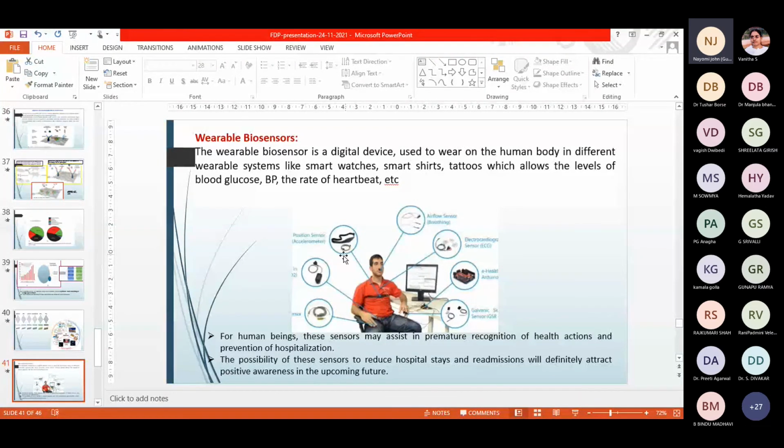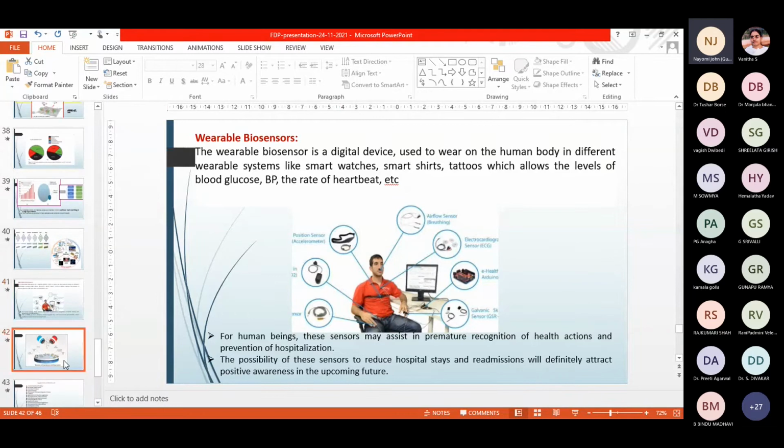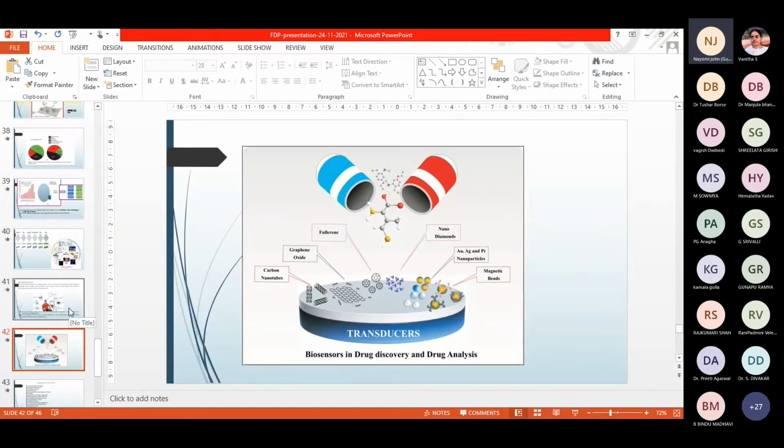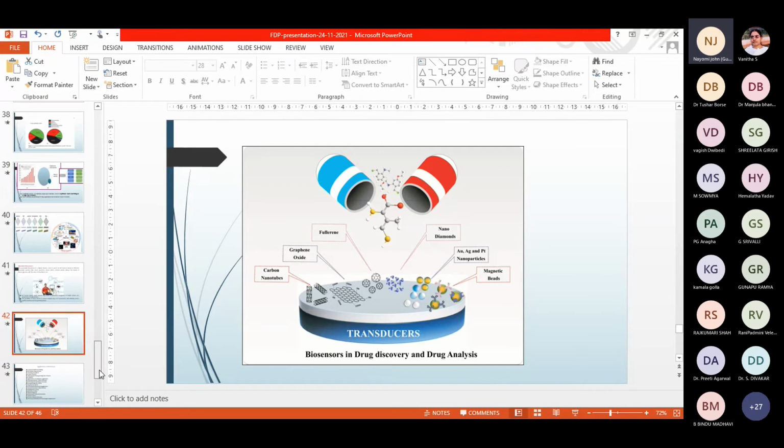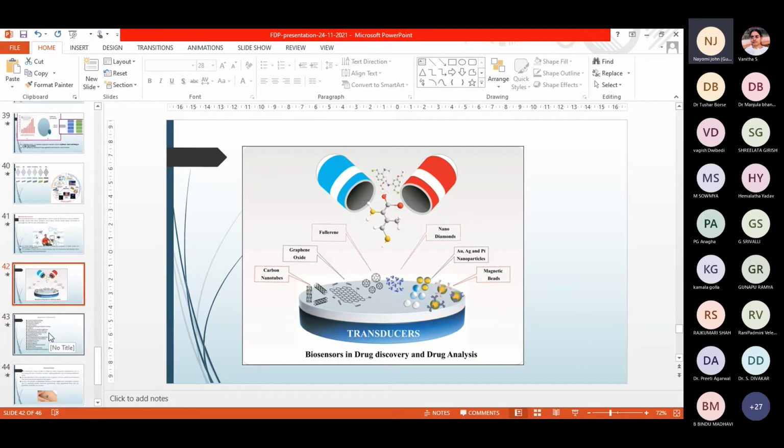And not only for medical and therapeutic applications, but even for drug discovery, to study what kind of drug is suitable and the drug interaction with the respective materials: carbon nanotubes and graphene oxide. These are the types of materials used for the study of drug discovery. These materials are in the form of transducers. On the surface, biological material will be added, either antibodies, whole cells, or enzymes.